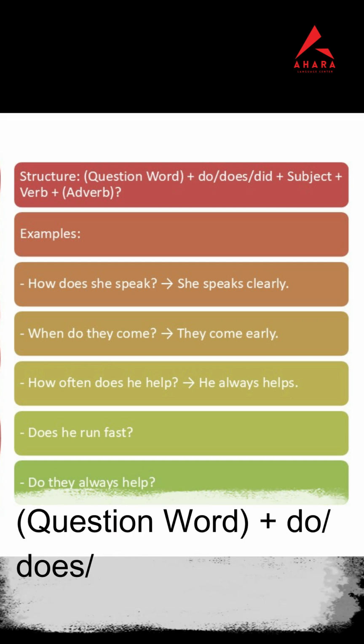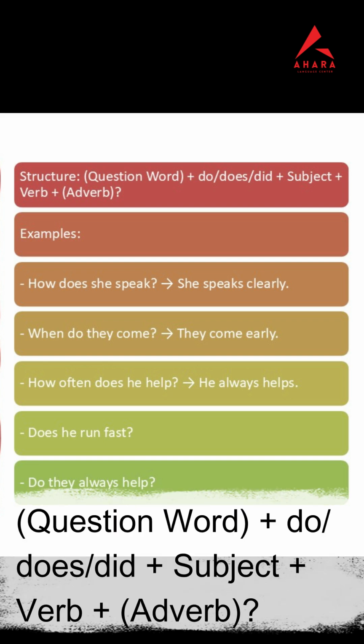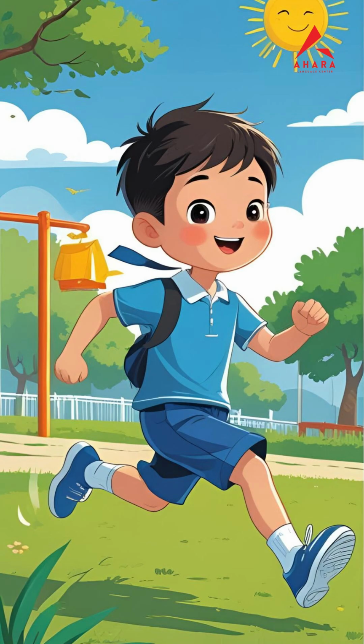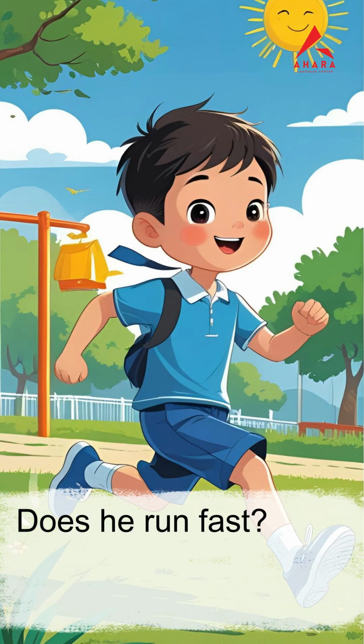I'm taking you to the third form, the question form. How can we raise questions and how is it created when we are using the adverbs? Question word plus do, does, did plus subject plus verb plus adverb. Let's go through the examples, then you will understand it clearly. How does he run? He runs fast.